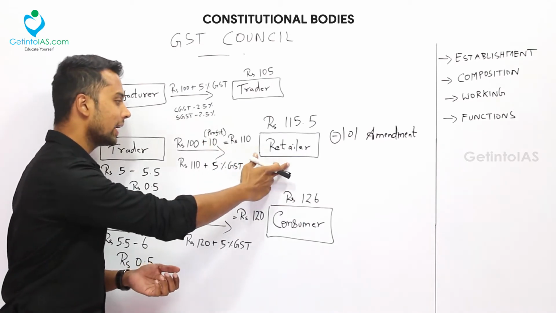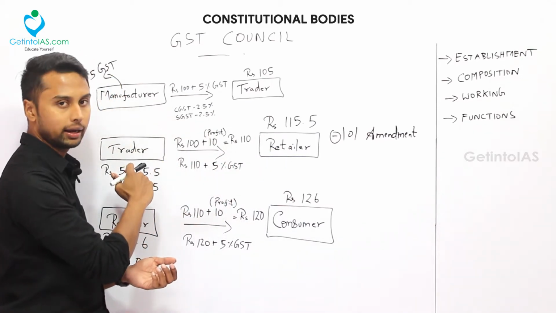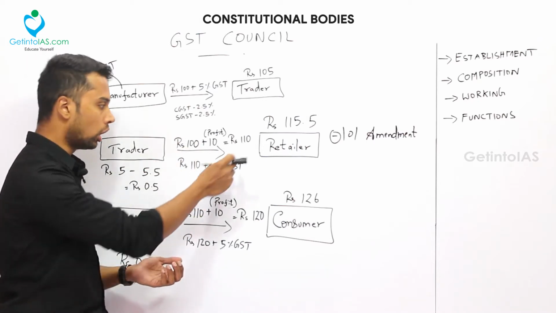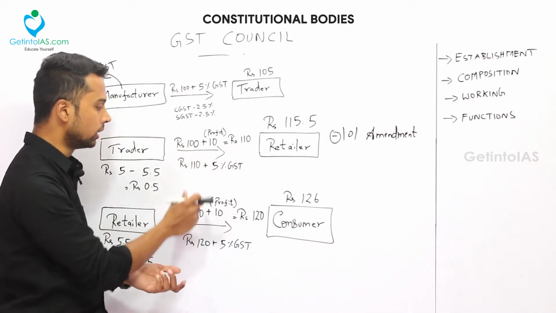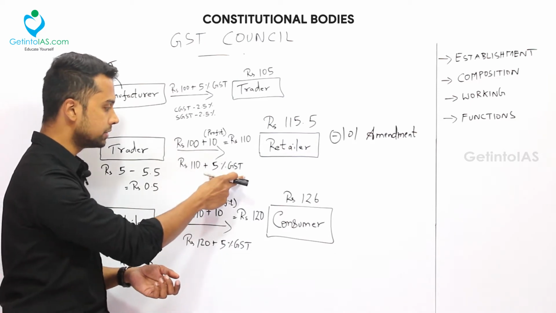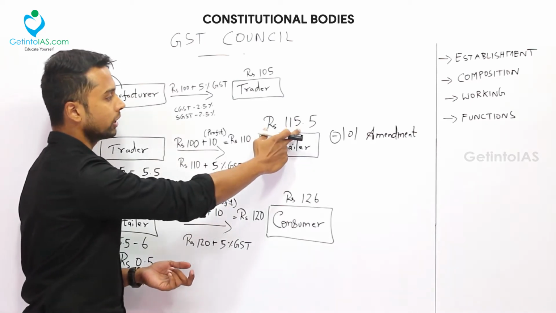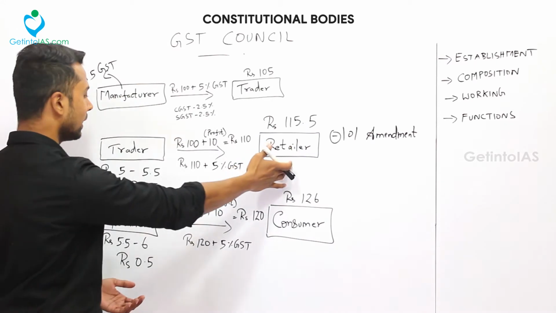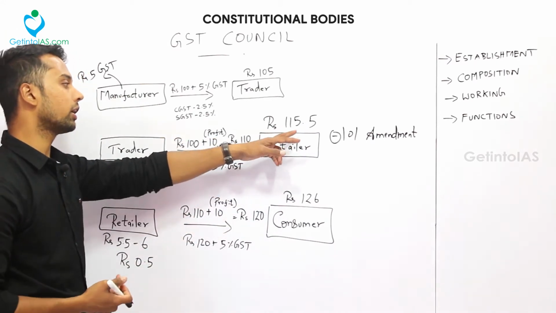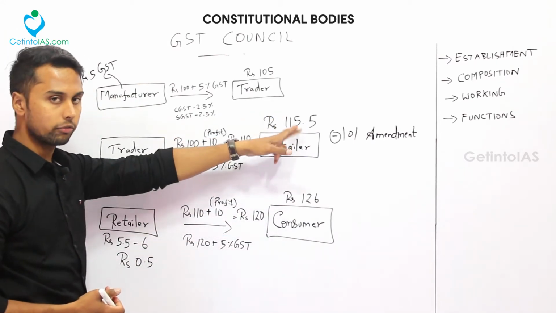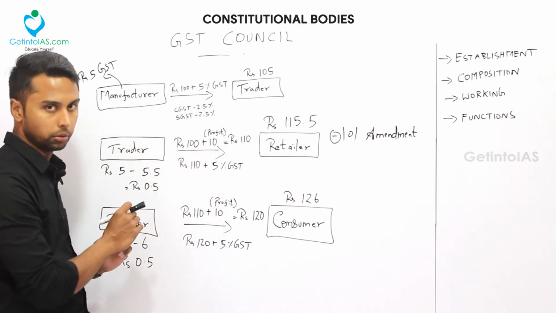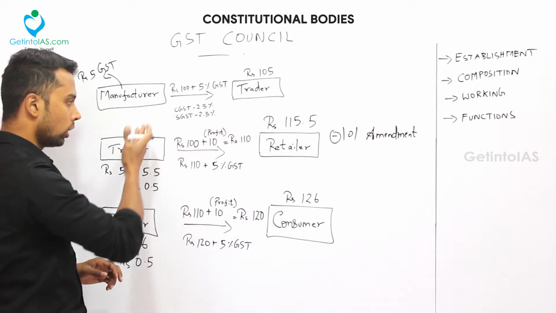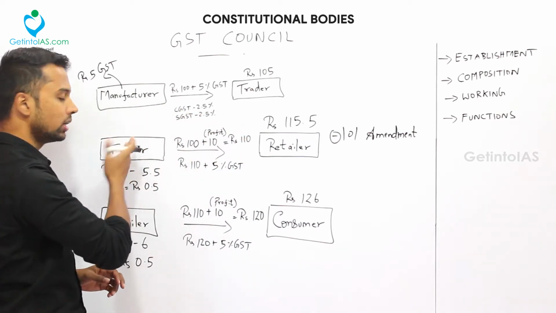So now the retailer has to buy from the trader at the price of 110 rupees. On this 110 rupees, we add again 5% GST, so 110 rupees plus 5% GST brings it to 115.5 rupees. Now the retailer has to pay 115.5 rupees to the trader to get the good.